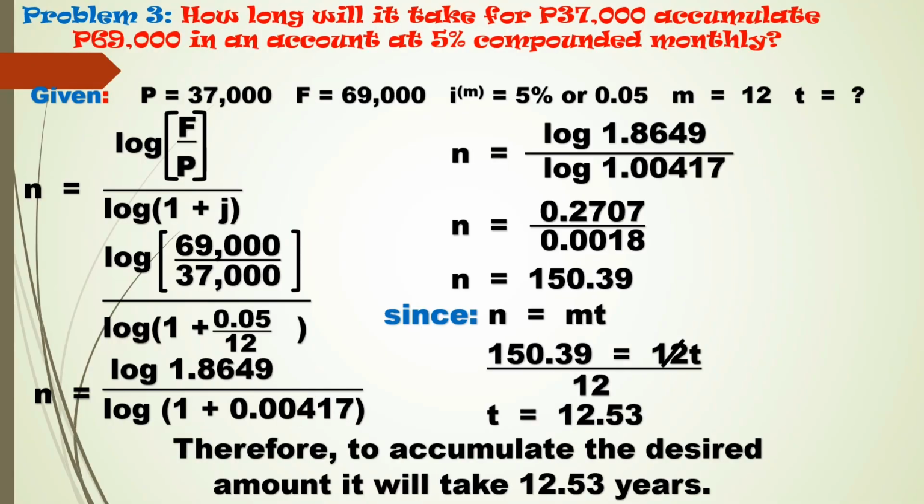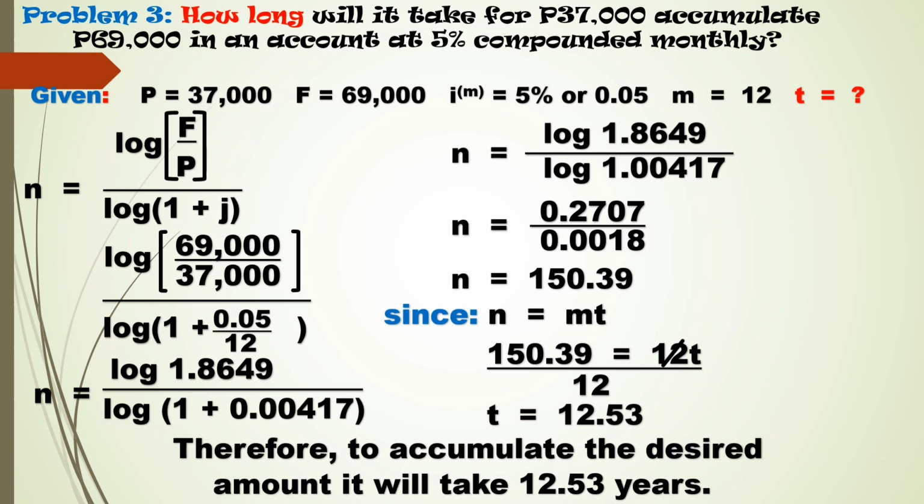Next problem, problem number 3. How long will it take for 37,000 to accumulate to 69,000 in an account at 5% compounded monthly? In the problem, the principal is 37,000, the future value is 69,000, the nominal rate is 5% or 0.05 compounded monthly, so m is equal to 12 and t is unknown.